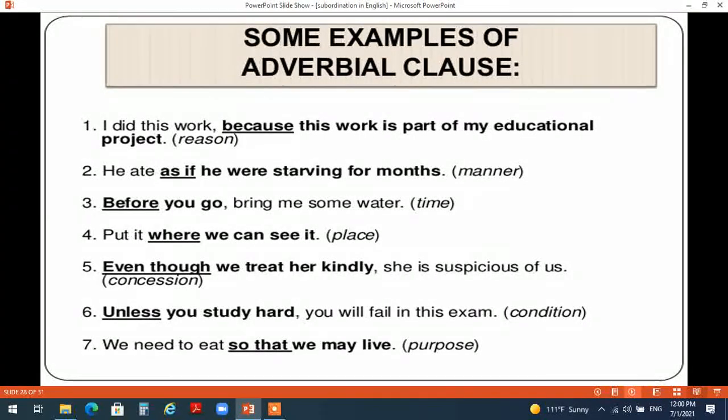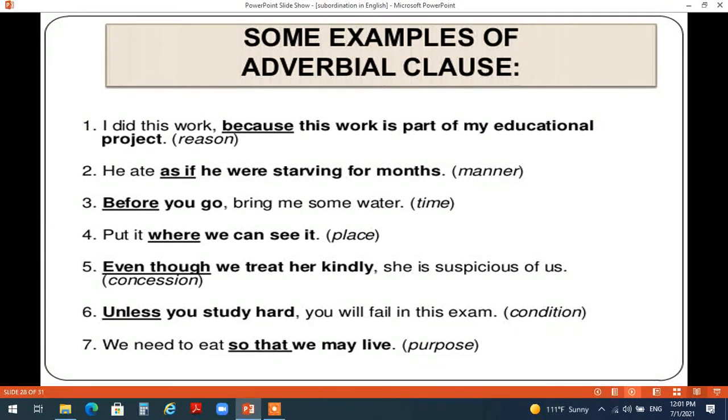Number two, he ate as if he were starving for months. We have the subordinator as if, then we have an adverbial clause of manner, and we have used as if as the subordinator. You notice after it we have the subject he, but we used with it the verb were. Why? Because it does not indicate something real.